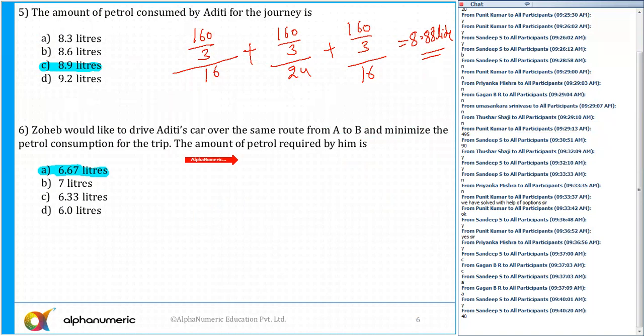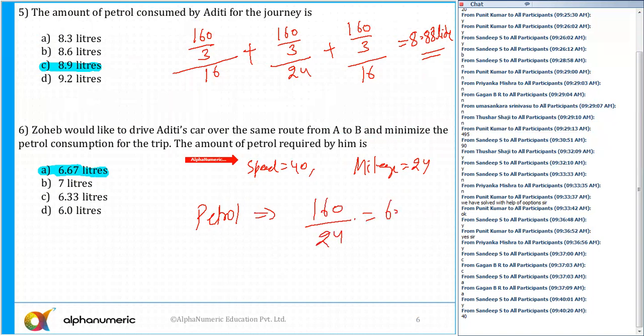So the total distance he is traveling at a speed of 40, and at a speed of 40, the mileage is 24. So the amount of petrol needed here is 160 upon 24, which is equal to 6.67 liters. So the answer is option A.